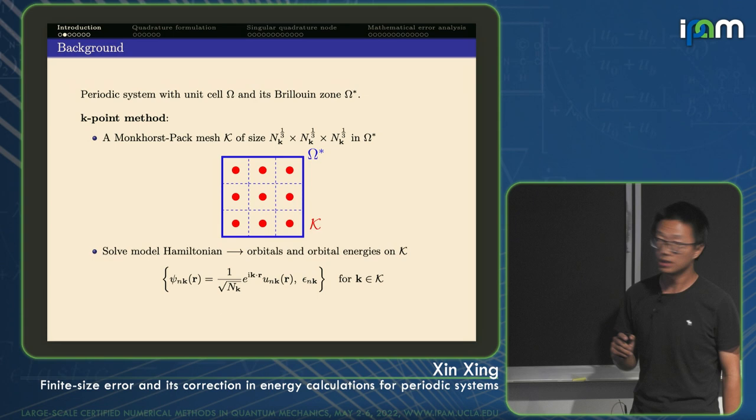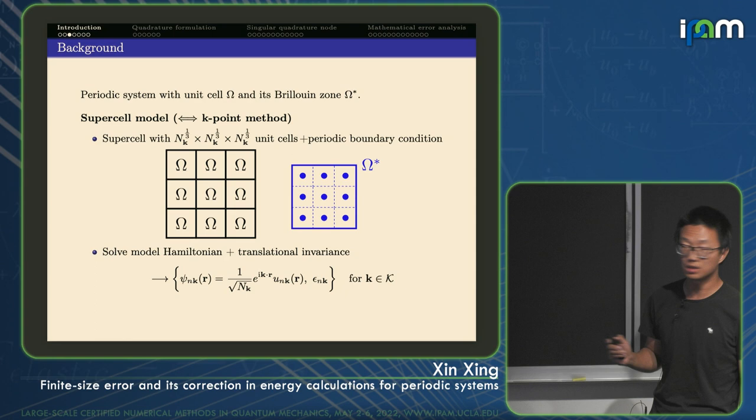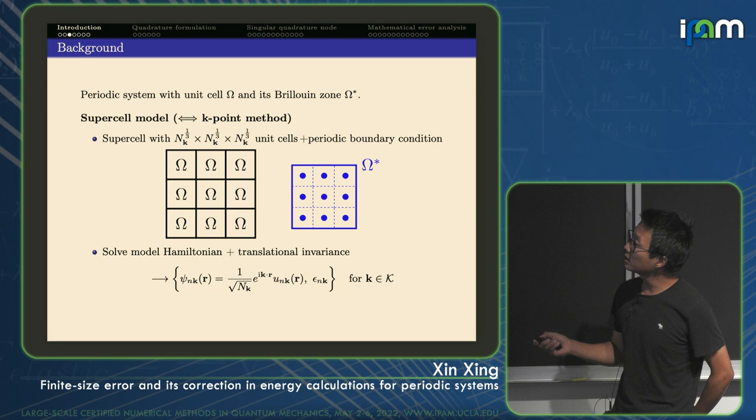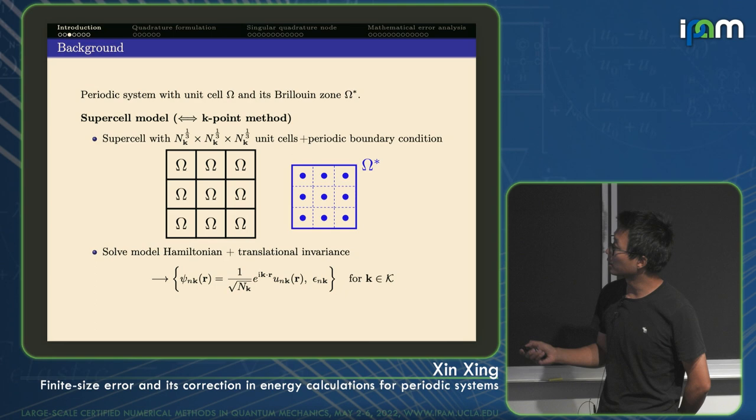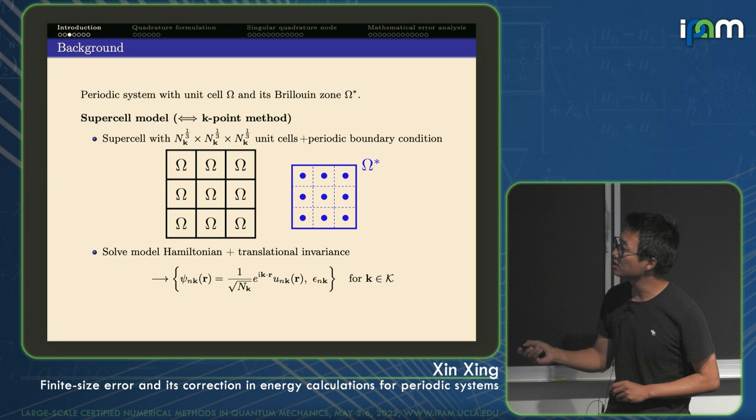So for those of you who are not quite familiar with the k-point method, here is another equivalent description in the real space, the so-called supercell model. So what you do is to pick a big supercell that contains, say, N number of Bravais cells, say this one here. Then you enforce a periodic boundary condition on this supercell. In this setting, you can construct your model Hamiltonian only for the electrons inside this supercell. And then you solve it for your orbitals and orbital energies.